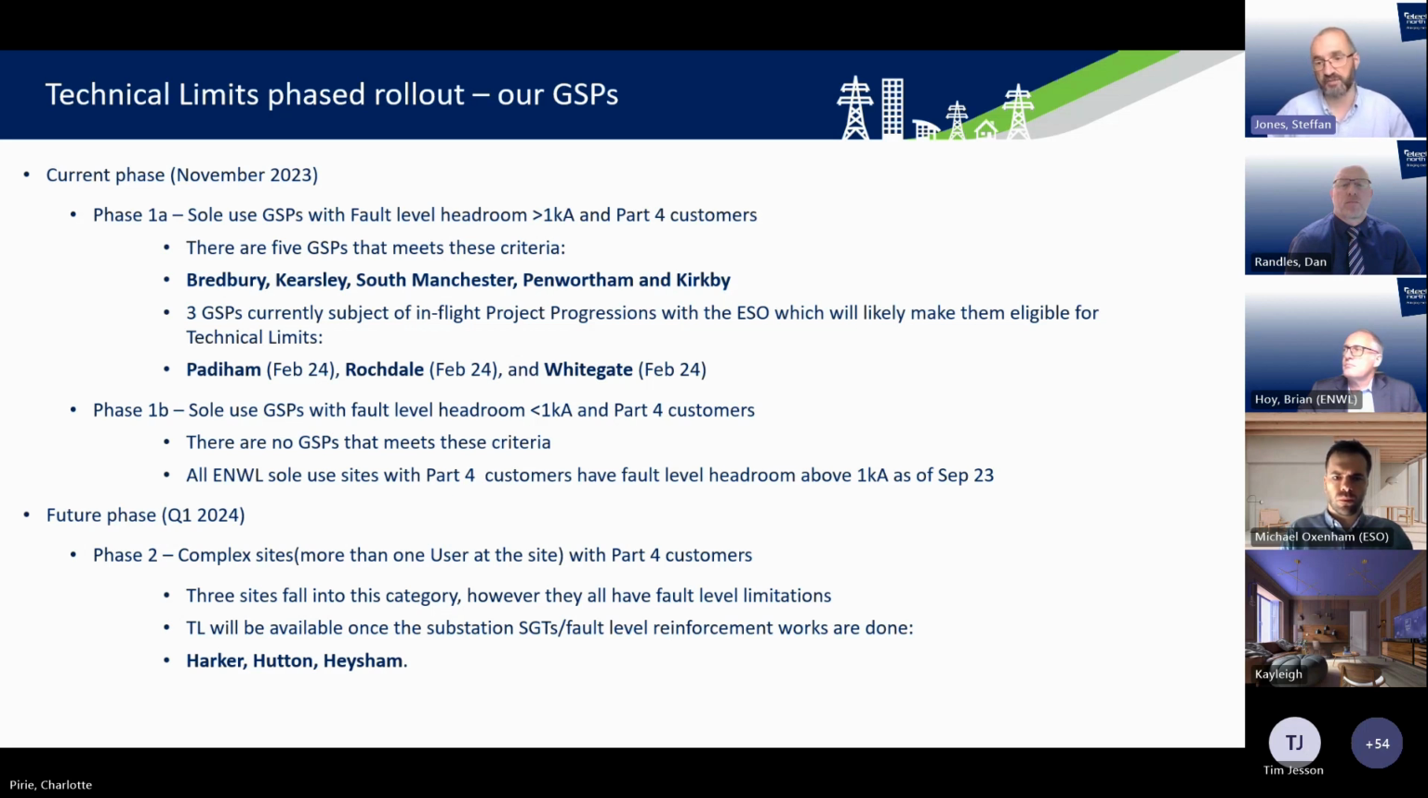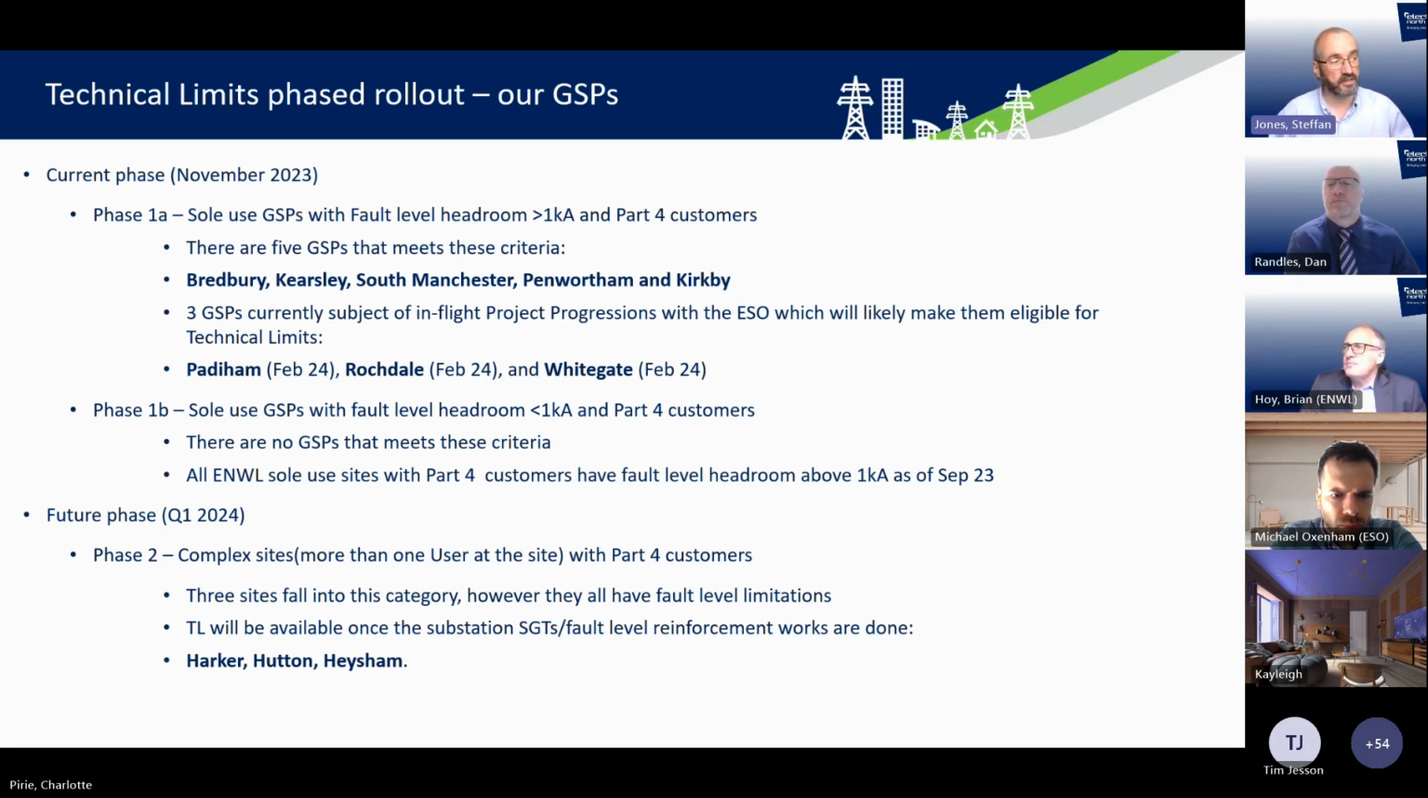So our next phase will be phase 2, and phase 2 is looking at the complex sites, or the infrastructure sites, where there's more than just the 2 parties involved. And we do have 3 key sites like that: Harker, Hutton and Heysham. They will initially start to get looked at and plans put in place at the beginning of next year. We actually have big works involved at all 3 of those, and we won't be able to implement the technical limits until those works have been complete, but we'll hopefully know more about it ahead of that date.